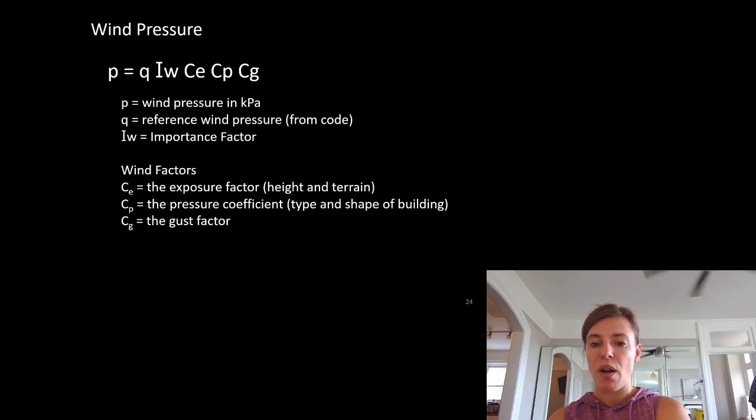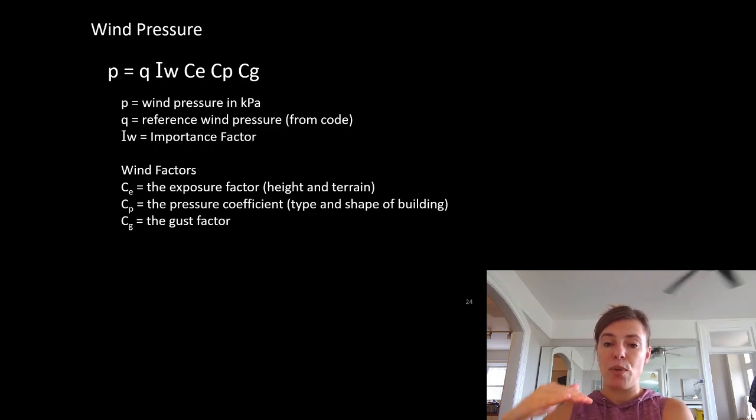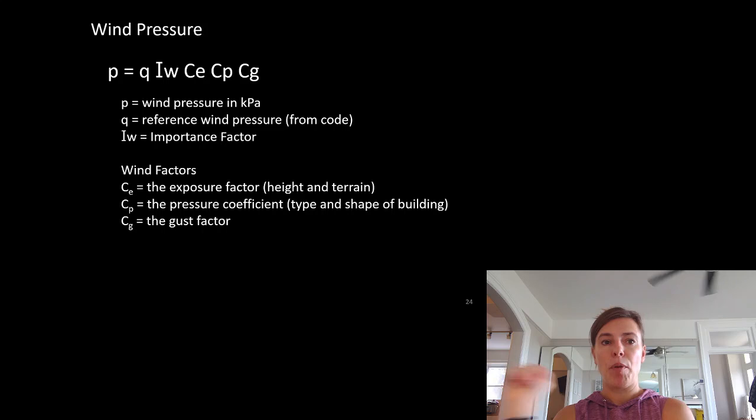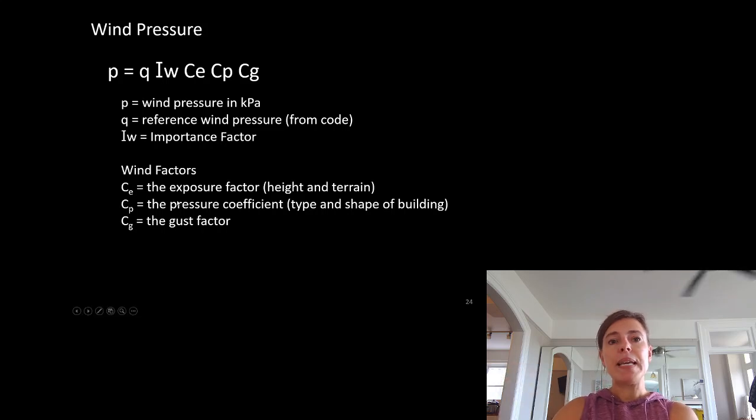And as they're building it taller and taller, they realize that as you get further from the ground, the wind loads increase. That is essentially what our exposure factor is, that we're accounting for wind increasing as you go higher. CP is a pressure coefficient, and it's dependent on the shape of your building. CG is the gust factor.